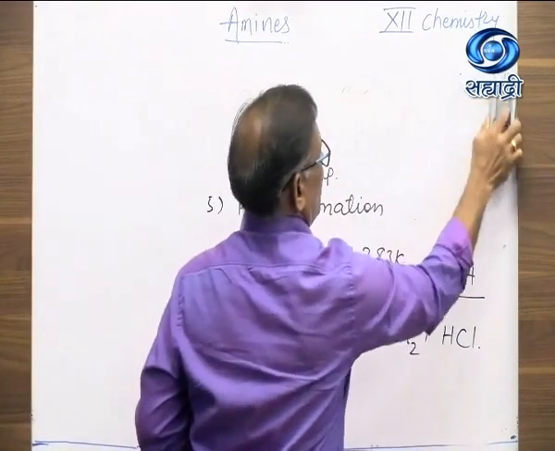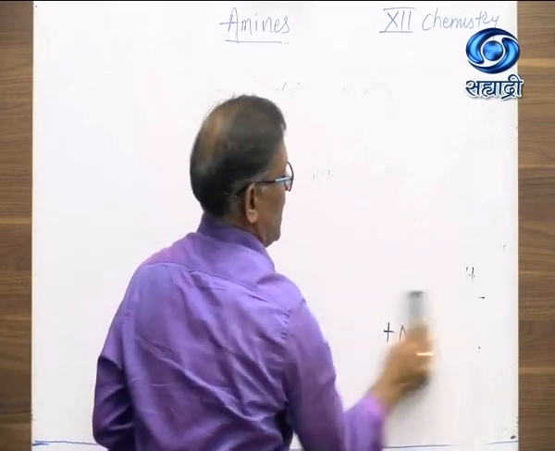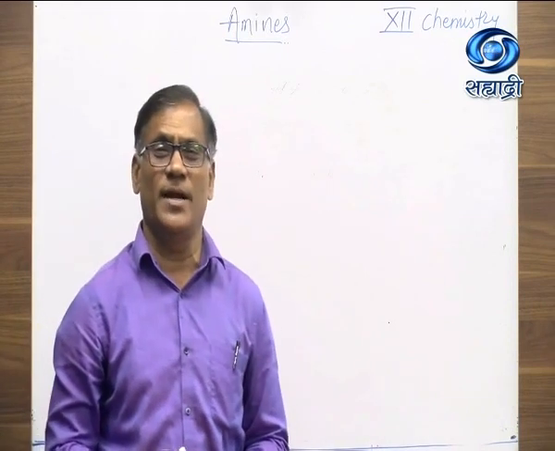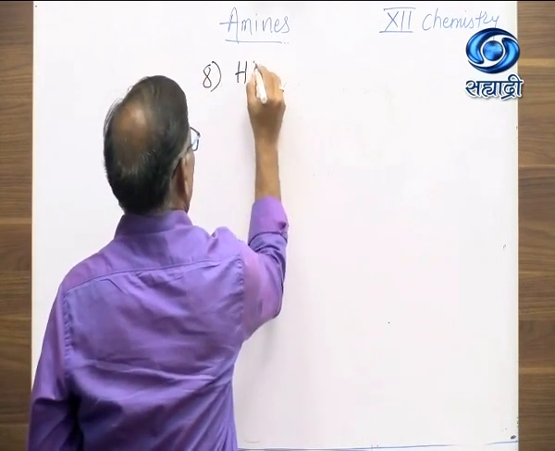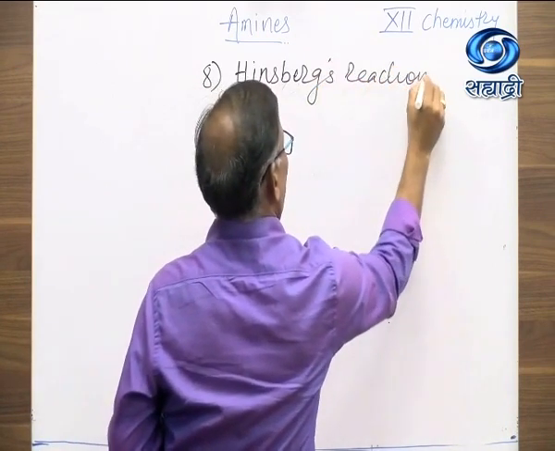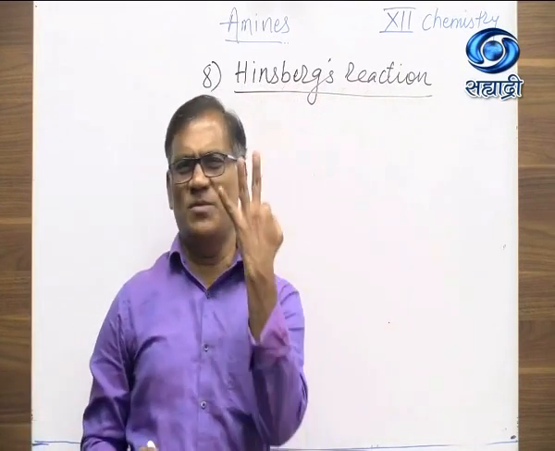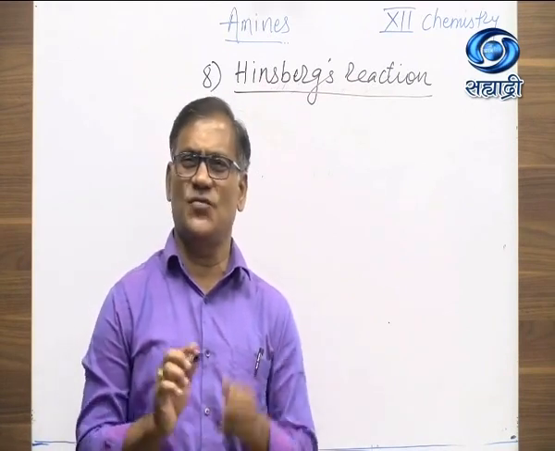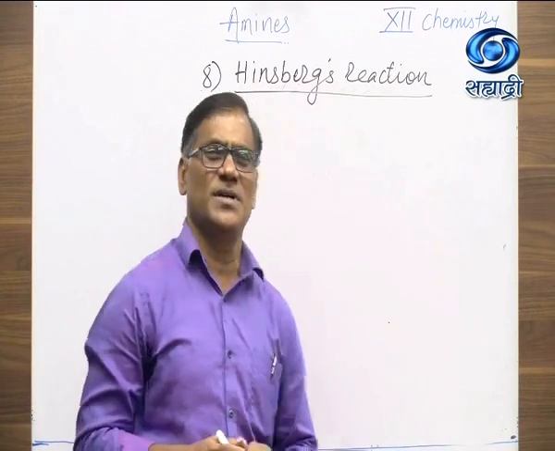Now 8th reaction is again a very important reaction because it is asked in the examination for 3 marks. And the question is asked, how will you distinguish between primary amine, secondary amine and tertiary amine using Hinsberg test? 8th reaction is Hinsberg reaction. Hinsberg reaction is a reaction which is taking place with primary amine, secondary amine and tertiary amine. And therefore, this is the question asked in the examination for 3 marks. How to distinguish between primary, secondary and tertiary amines using Hinsberg test.